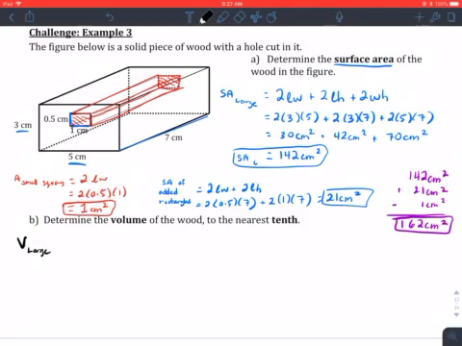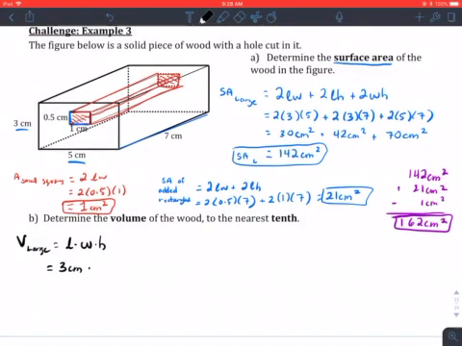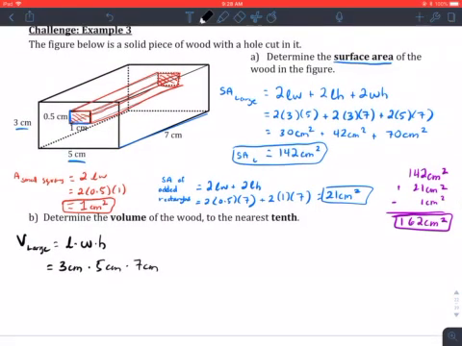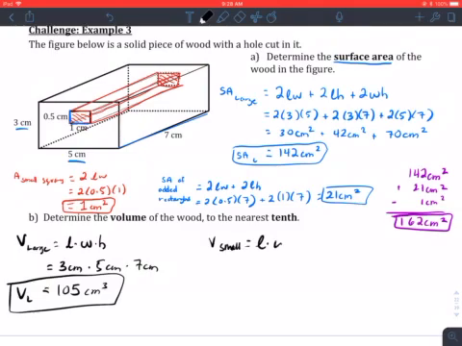So we'll go volume large is equal to length times width times height. And our large prism has dimensions of 3 centimeters by 5 centimeters by 7 centimeters. Okay, so our volume ends up being 105 centimeters cubed. Fix that 5 there. So 105 centimeters cubed, so the volume of the large one. And the volume of the small is again length times width times height. And our dimensions are changed, so we have 0.5 centimeters by 1 centimeter by 7 centimeters. Okay, so that small one is only 3.5 centimeters cubed.